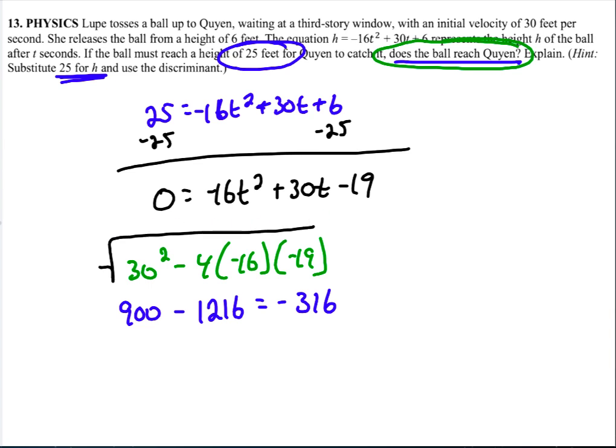Again, this is the part that was going to be under my square root. I can't take the square root of a negative number. So this is no solution, meaning that based on the information in the problem, the speed of the ball and the effect of gravity built into that equation, it will not reach her at 25 feet high. It's going to come up short, meaning that there's not a solution that will satisfy this particular problem. All right.